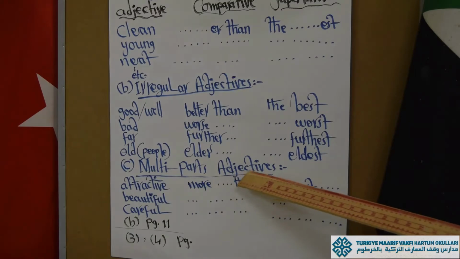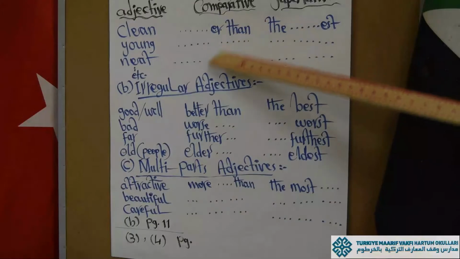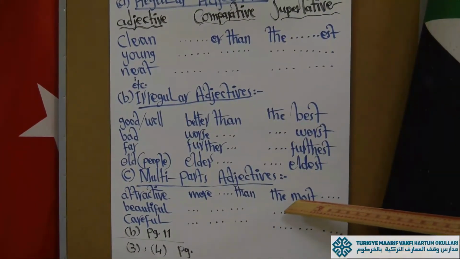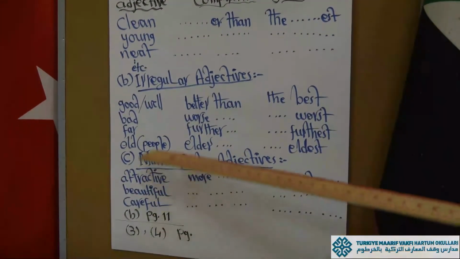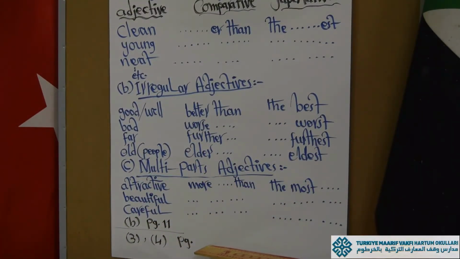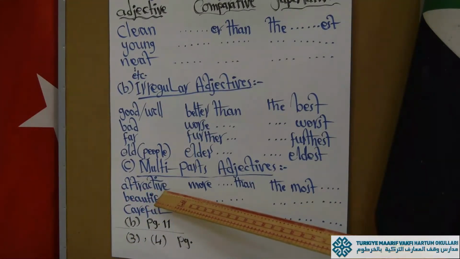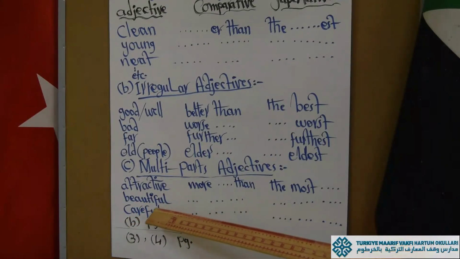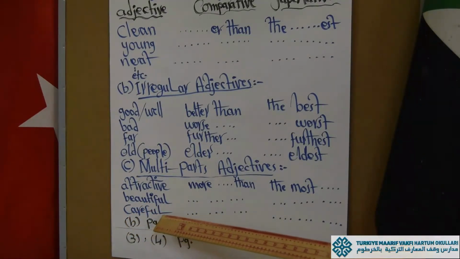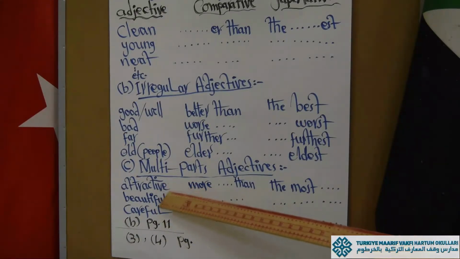We call them multi-part adjectives, but these multi-part adjectives also have an adjective form, a comparative form, and a superlative form. I didn't want to repeat that here again, but remember that this column is for the adjective, this column for the comparative between 2 things, and this column for the superlative between more than 2. So for these adjectives we have attractive, beautiful, careful, as everyone can see. There are a lot of them, of course, not only these 3, but these are samples.